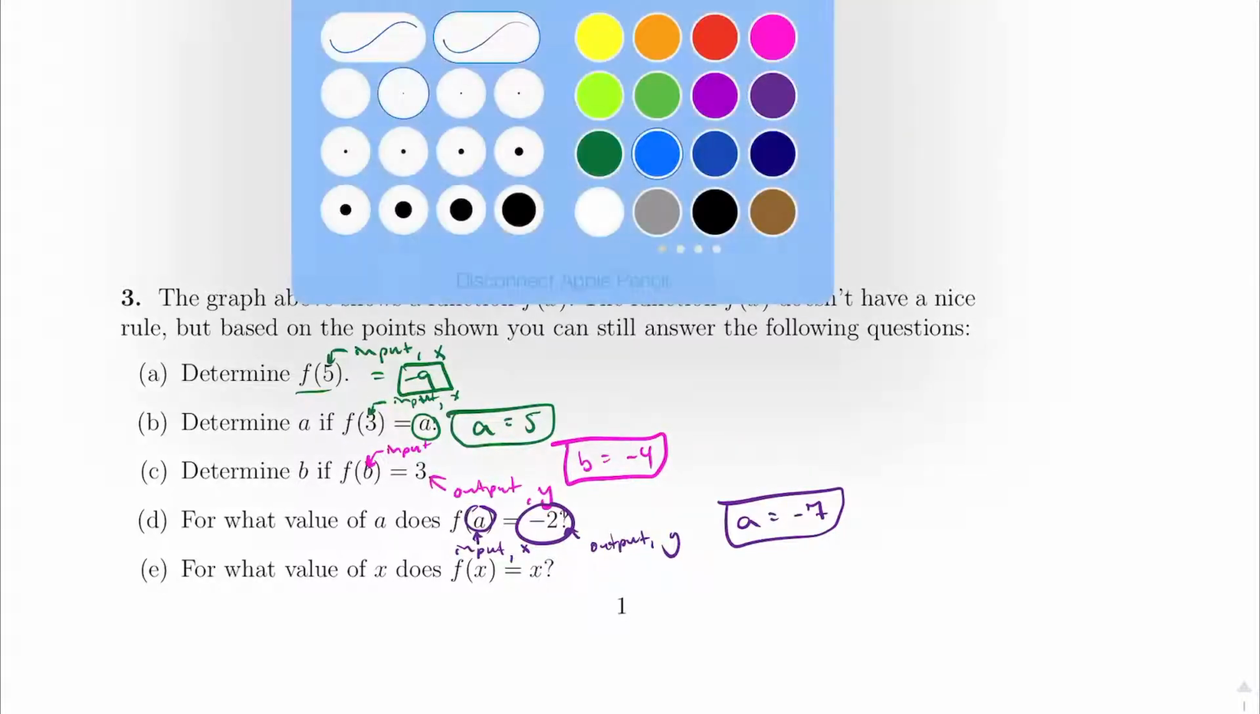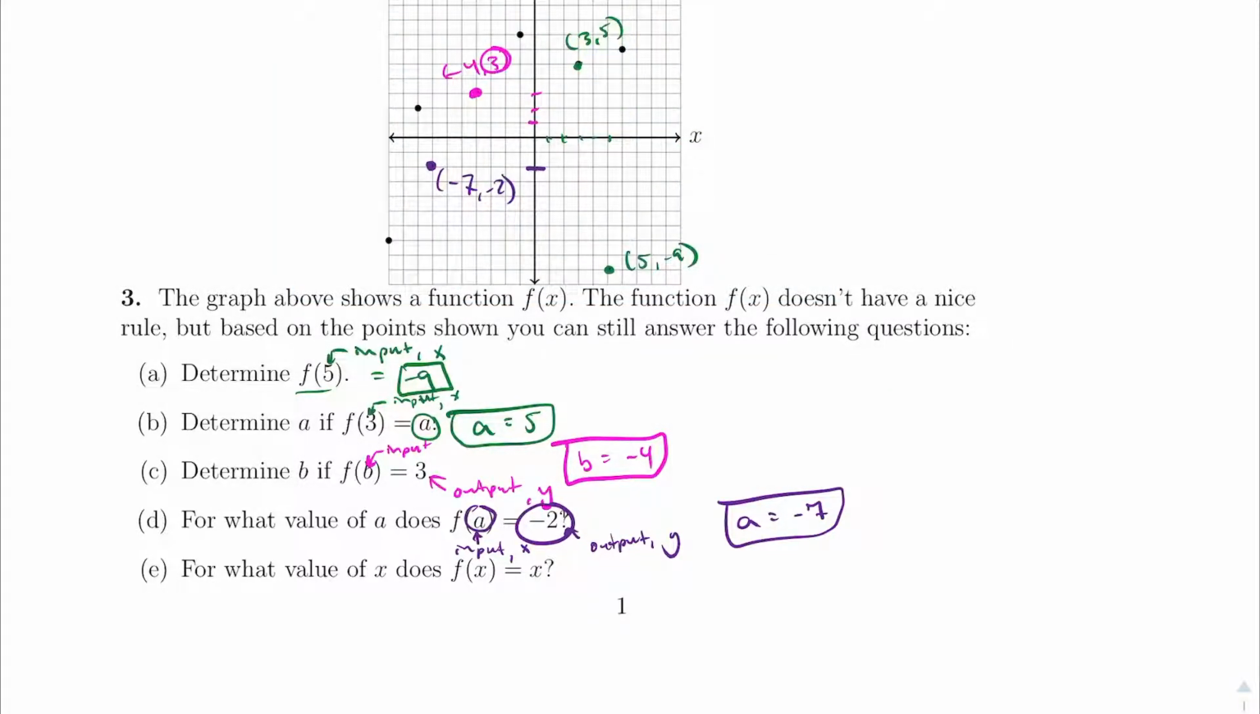Now some students thought this was a typo on the homework, but for what value of x does f of x equal x? Well, what this says to me is the input's not known and the output's not known. But what's special about these are that the input and output are both the same value.